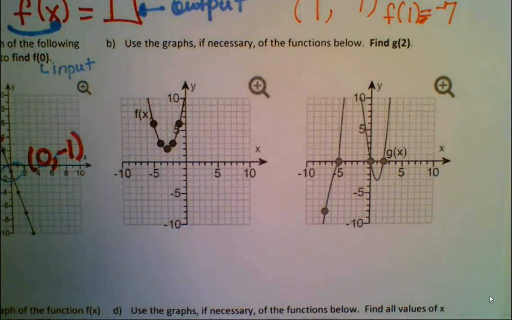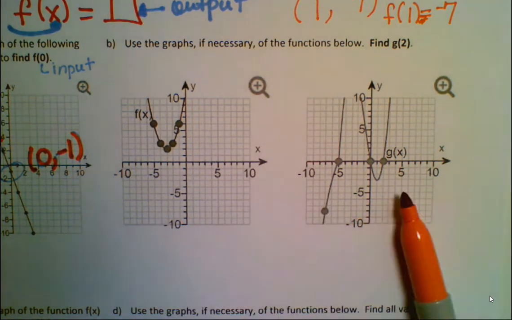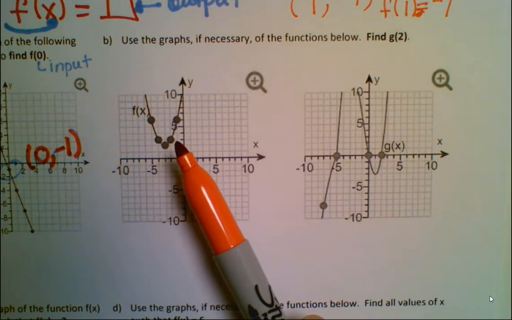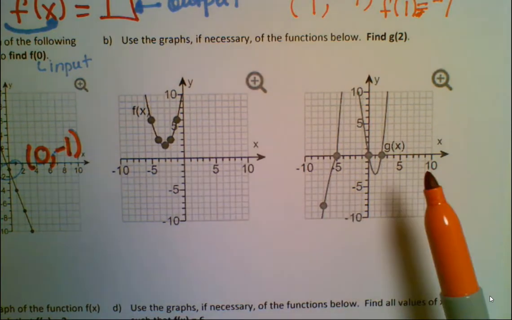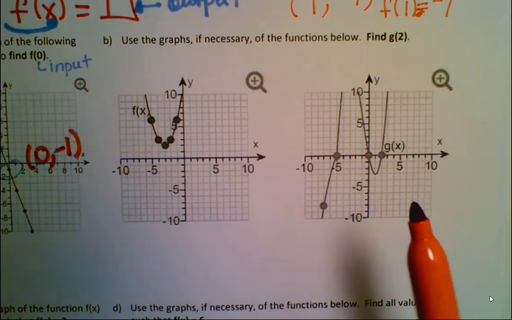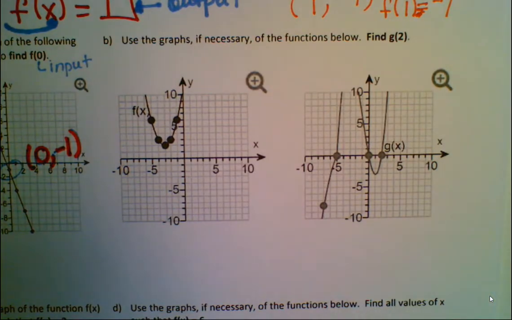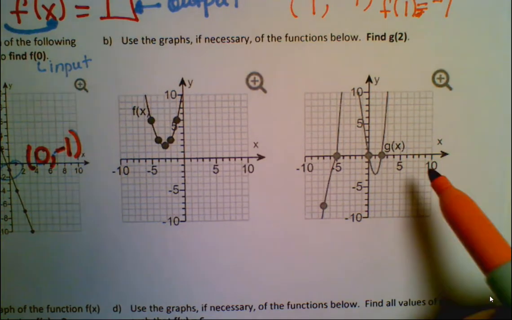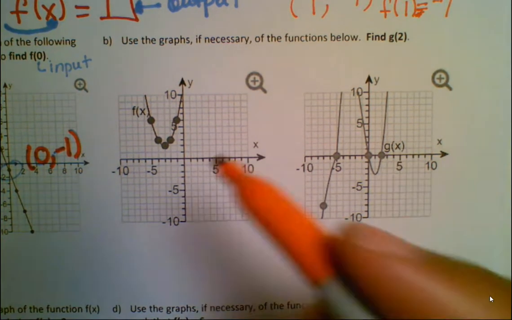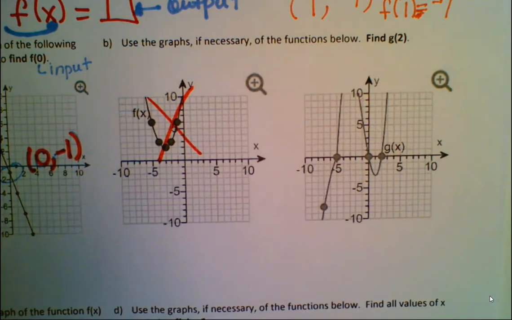It says use the graphs, if necessary, of the functions below. Find g of 2. Now, if you notice, you have two graphs. One graph is labeled f of x, this parabola. The other one is labeled g of x. Which one will we use to find g of 2? Well, the g of x graph we're going to use. So we're not going to use this because that's not needed. That's not what's in the question.